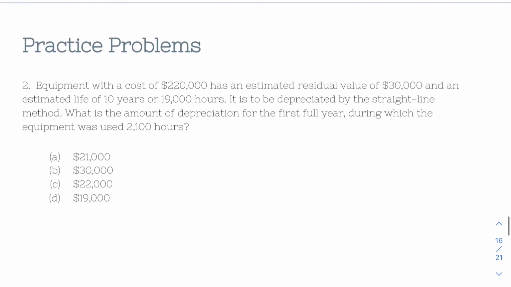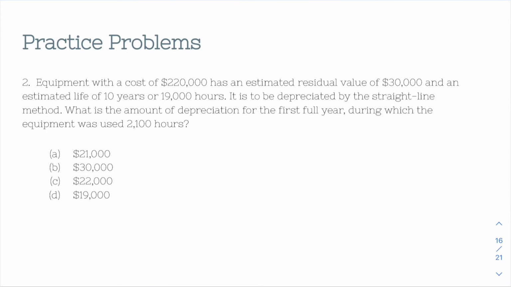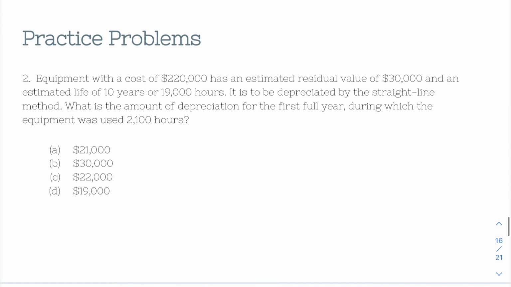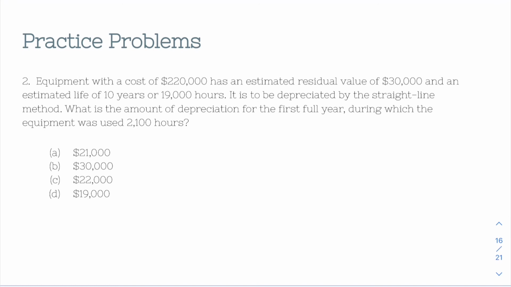So, like I did earlier, I'm going to go through the same example, straight line, units of activity, and double declining balance, just to reinforce that concept. So, equipment with a cost of $220,000 has an estimated residual value of $30,000 and an estimated life of 10 years or 19,000 hours. First, we're going to be depreciating using the straight line method. What is the amount of depreciation for the first full year during which the equipment was used 21,000 hours? We don't need that for this method, but we'll use that in the future.